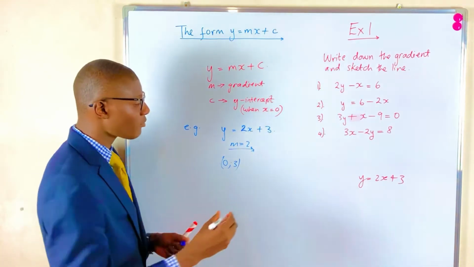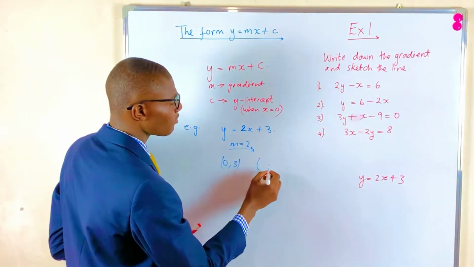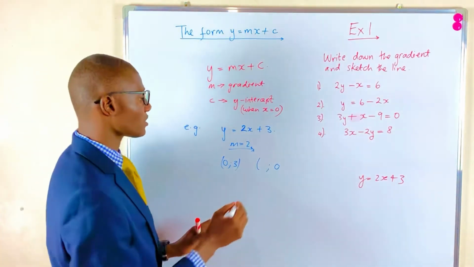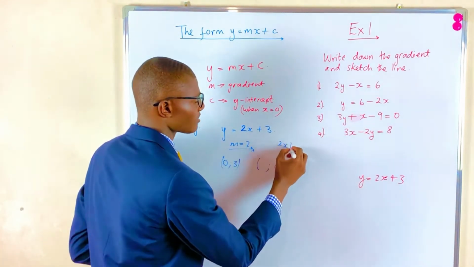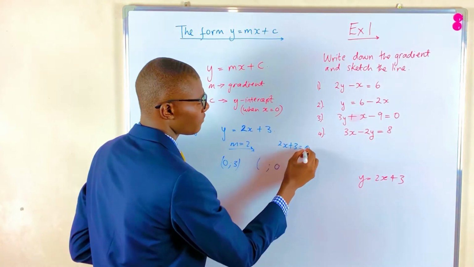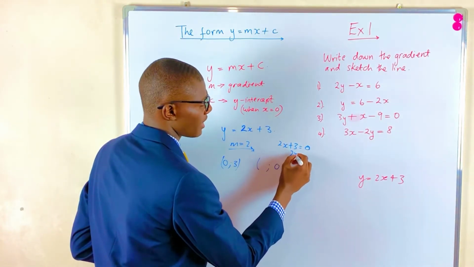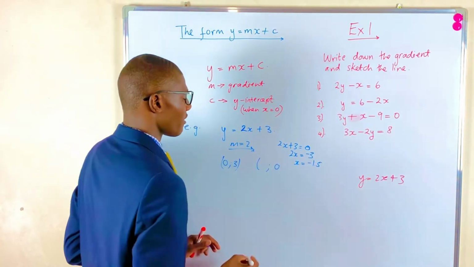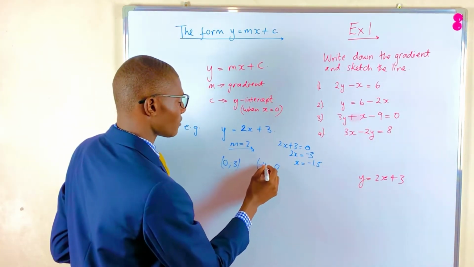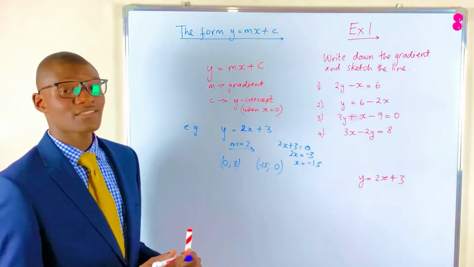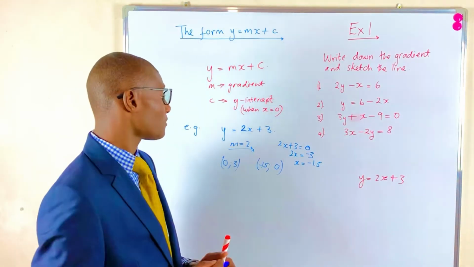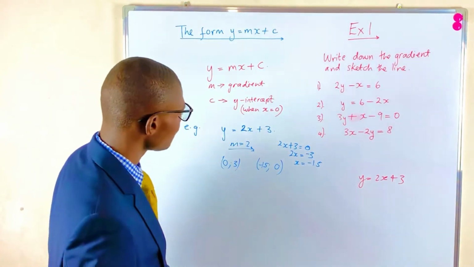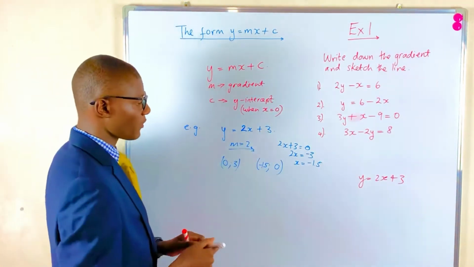Then the second point is where y is equal to 0. So when y is equal to 0, solving the equation 2x plus 3 is equal to 0, we get 2x is equal to minus 3, such that x is minus 1.5. So minus 1.5 is the value of x when y is equal to 0. We're simply using these 2 points to come up with the sketch of this equation.